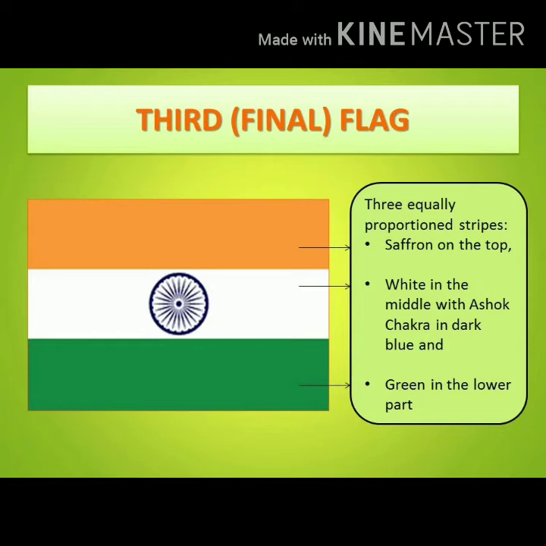The size of the flag is in the ratio of 3:2. All 3 stripes of the flag are to be equal in width and length. The 24 spokes of the Ashoka Chakra are evenly placed. It is to be painted on both sides of the flag in navy blue color.